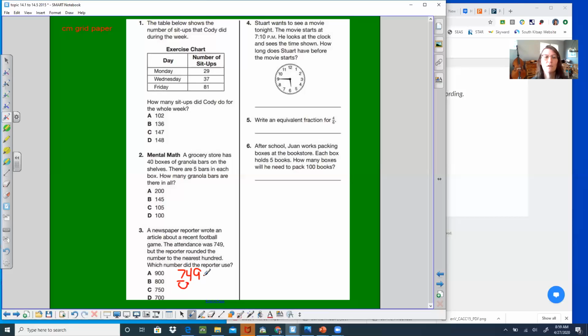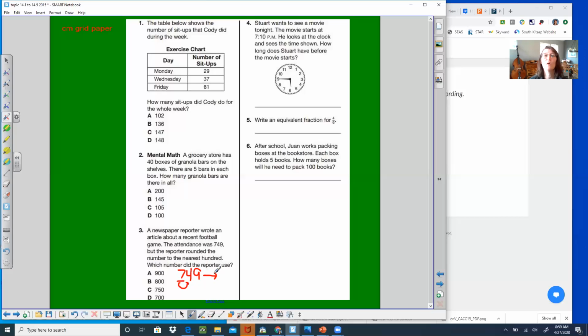To the tens. You need to think of the silly little rhyme. 5 or above, give it a shove. 4 or below, let it go. So your arrow is pointing to a 4. So keep that in mind as you decide to round it. Is it going to be 900, 800, 750, or 700?